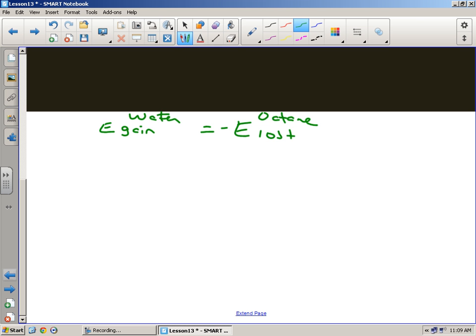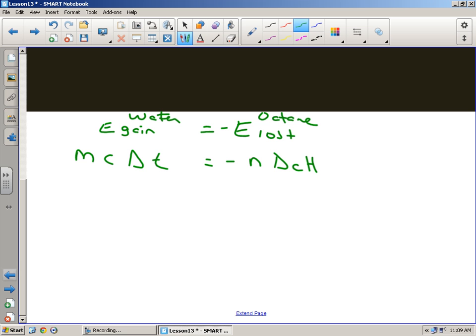And we know that if we want to gain the energy by water, usually when we talk about that stuff, we talk about mcΔT, right? Sure. And we talk about on this side, well, gee, if we're going to burn octane, how many moles are we burning? And how many kilojoules per mole do we get from burning octane?